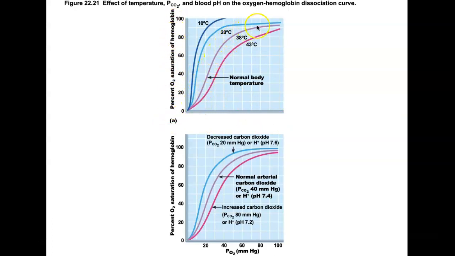Looking at body temperature as an example, if we use normal body temperature of 38 degrees Celsius, when the body temperature decreases, the oxygen hemoglobin dissociation curve is going to shift to the left. When body temperature increases, the curve is going to shift to the right.